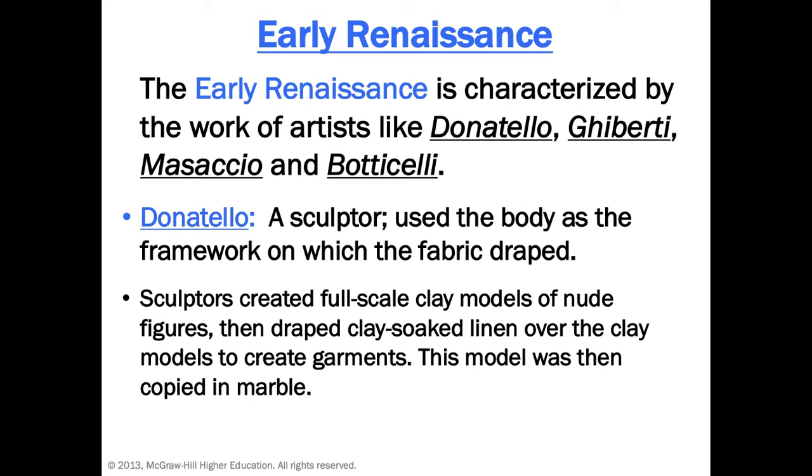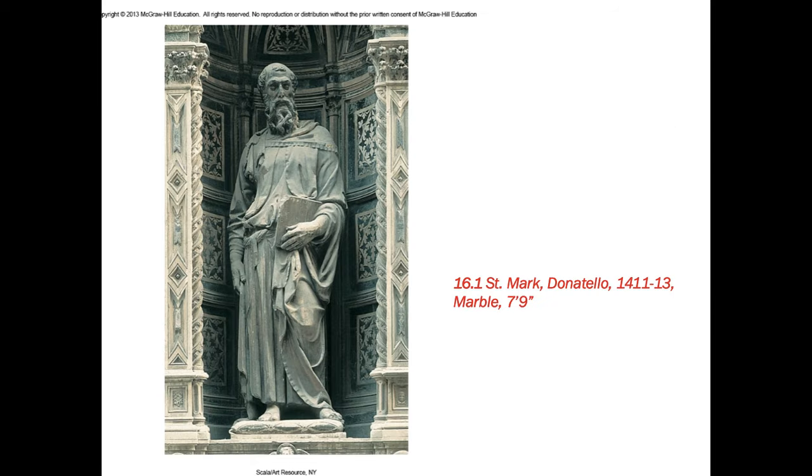Donatello is a sculptor and used the body as a framework on which the fabric drapes, as opposed to just drawing or sculpting fabric. So sculptors create full-scale clay models of nude figures and then drape clay-soaked linen over the clay models and create the garments because they want it to look realistic, and somebody's not going to stand there for that long a period of time for carving. So that's a technique that sculptors would use.